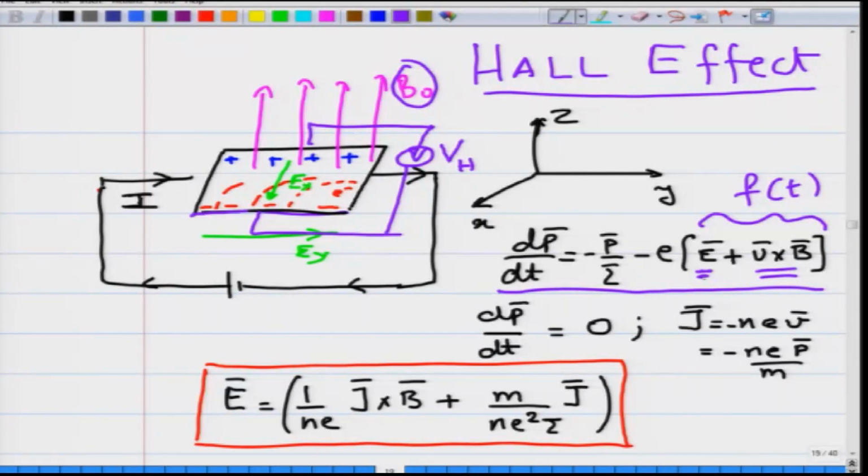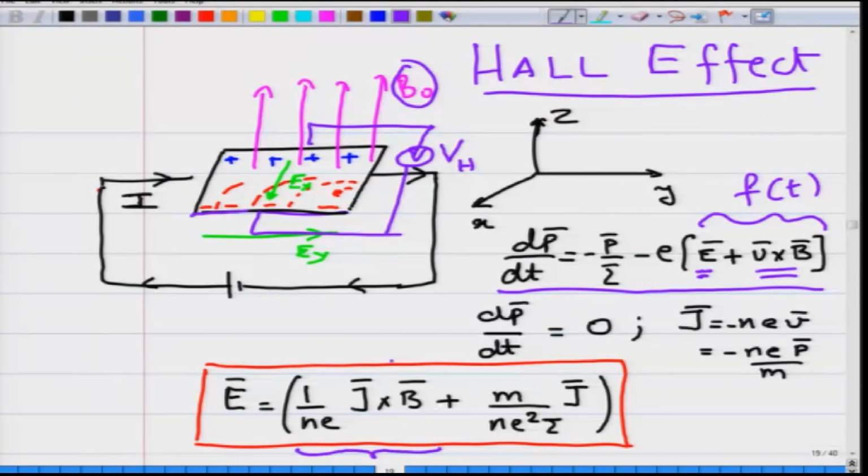Now, the drag term balances the force acting on the electron, and the system acquires a steady state where there is no rate of change of momentum. Your current density will be given by J = -nev, where v is the velocity of the electron, or -ne/m times p, which is the momentum. If you incorporate all of this and rearrange the terms, you have the electric field on one side, and on the other side you have two different terms.